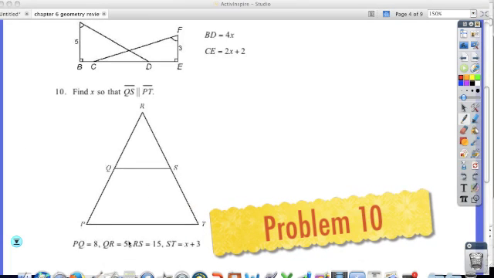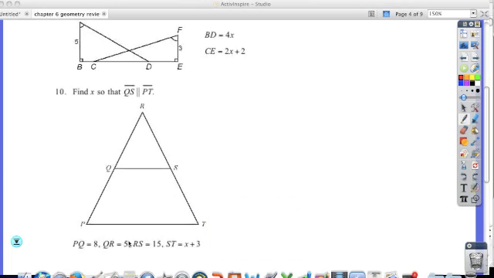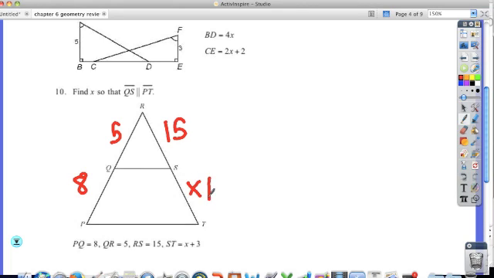Okay, number 2. They want us to find x so that QS is parallel to PT. For these to be parallel, the triangles have to be similar, correct? So let's see what they give us. They give us PQ is 8, QR is 5, RS is 15, and ST is x plus 3.